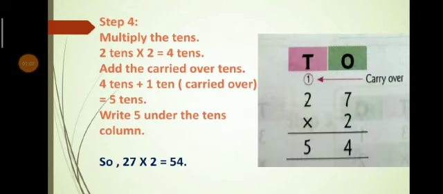Now, we will multiply the tens. We will multiply 2 tens by 2. We will get 4 tens. Then, we will add carried over tens, that is 1 ten and 4 tens. We will get 5 tens. So, we will write 5 under the tens column. So, 27 multiplied by 2 is equal to 54.